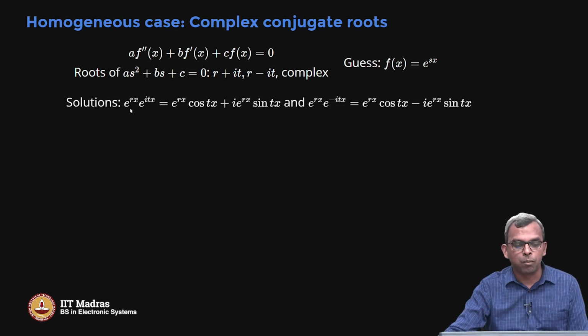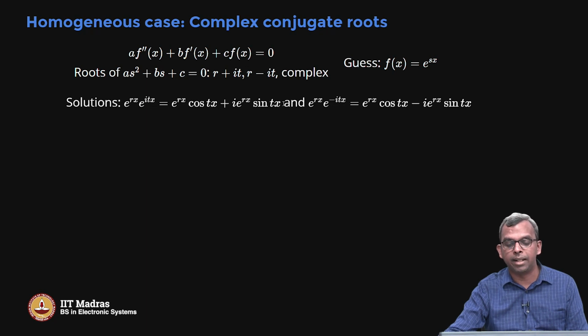So the solutions are e power (r plus it) x, which is e power rx times e power itx. Okay, so this I know from my complex exponential is e power rx cos tx plus i e power rx sin tx. The other solution is e power (r minus it) x, which is e power rx times e power minus itx. This will become e power rx cos tx minus i e power rx sin tx.